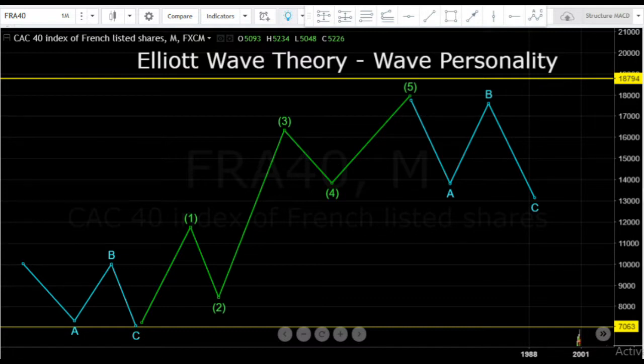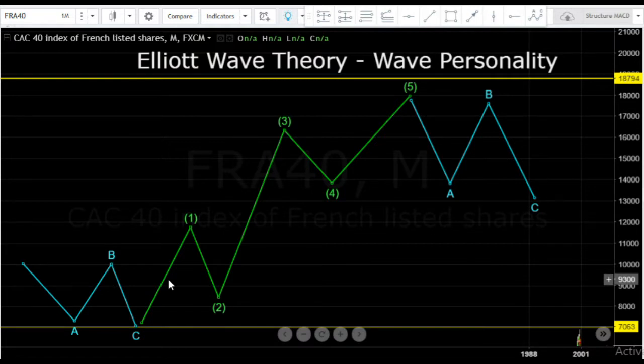So let's have a look at the personalities Elliott described for each wave in a complete cycle. We'll use this generic bull trend and correction for our description of the wave personalities, but just like everything else we've talked about now, they're equally valid in the bear market or a short trend as well. So let's start with our wave 1.